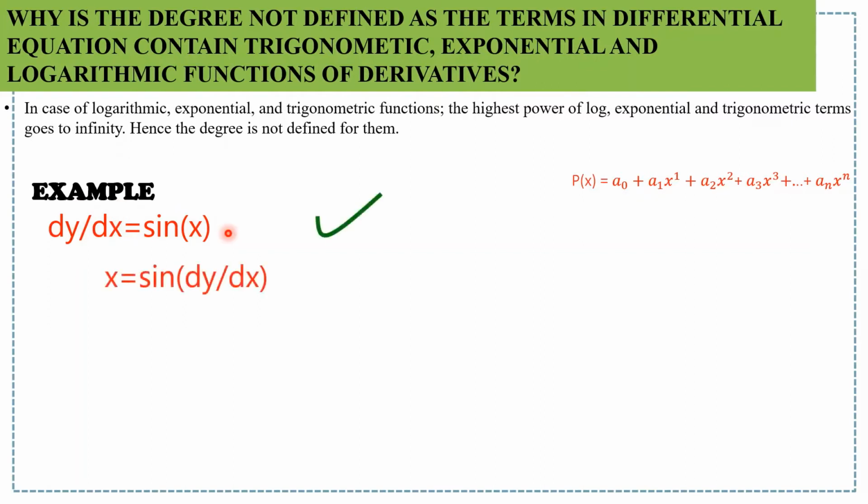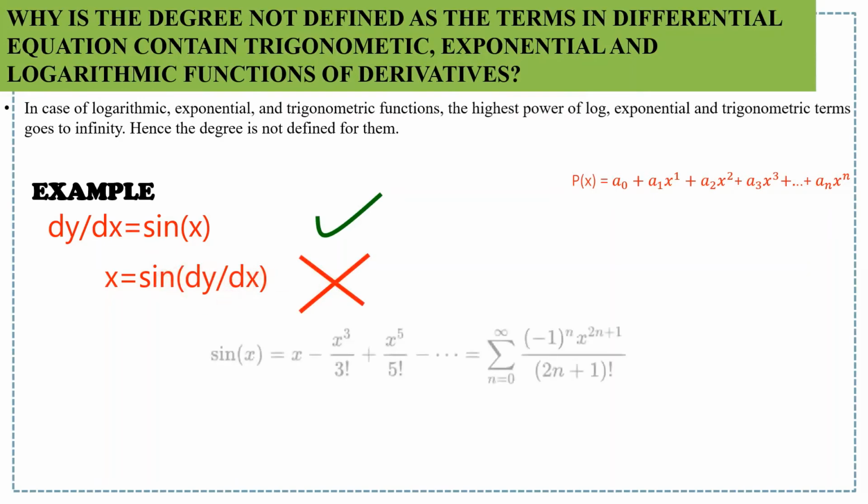Now in case we have x is equal to sine of dy over dx, in this case we can't find the degree if it has a term like sine of dy over dx. To understand this concept, let's expand the sine function by using power series, and that is sine of x is equal to x minus x cubed over 3 factorial plus x to the 5 over 5 factorial, and so on. We can also write it in summation form, that is n equal to 0 up to infinity of this term.